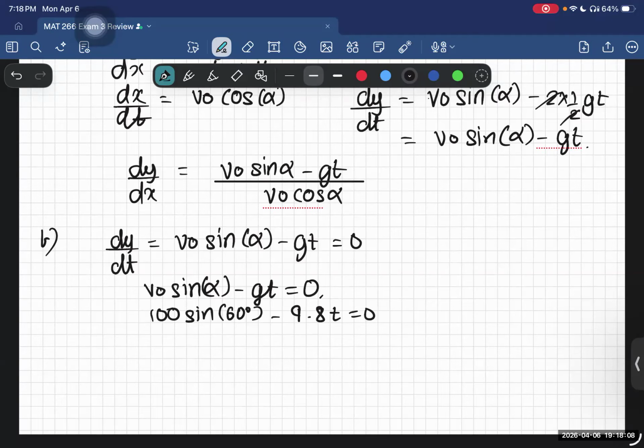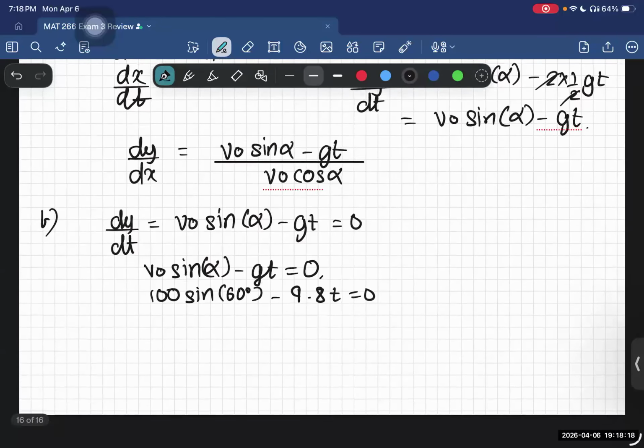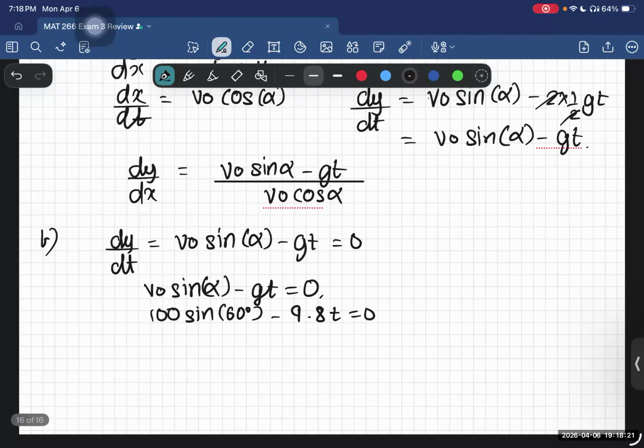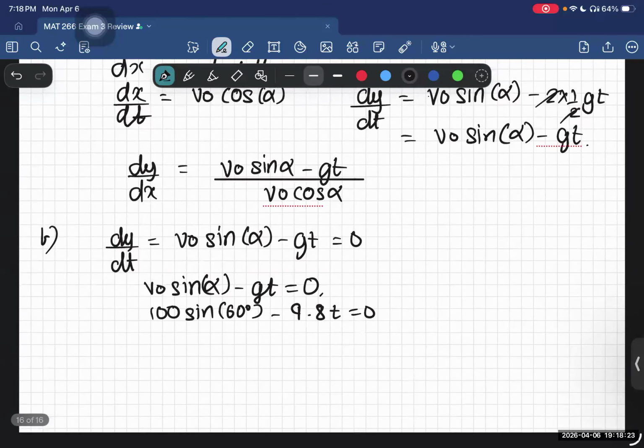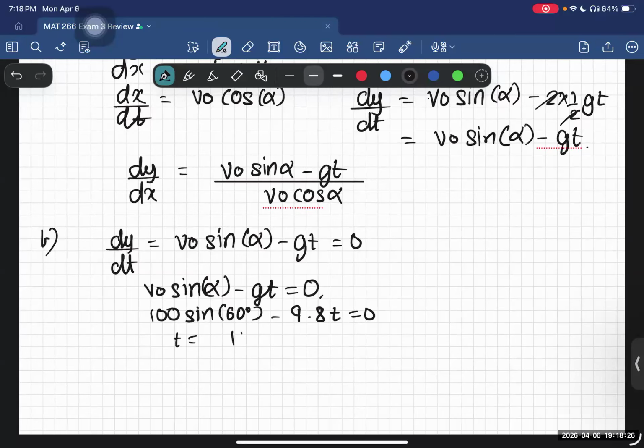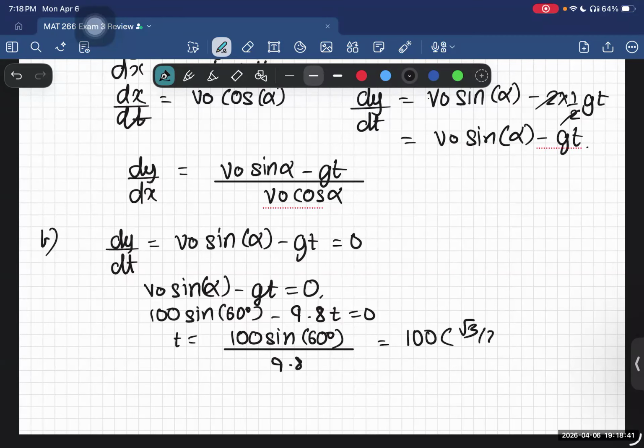You do not really have to care about the units because the equations are already given by them, and this kinematic equation is going to result in time. So it's fine if you don't write the units here. So t is equal to 100 sine 60 degree divided by 9.8. All right, so this gives me 100 sine 60 values root 3 by 2 divided by 9.8.